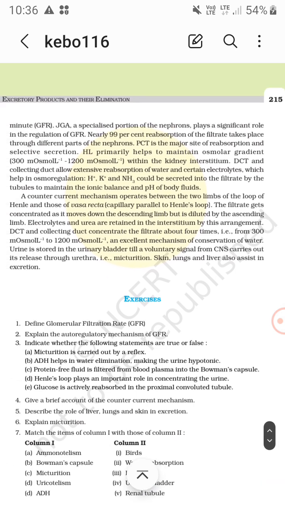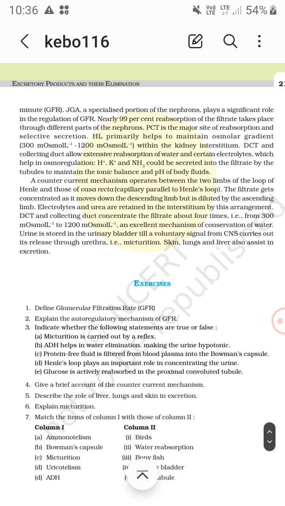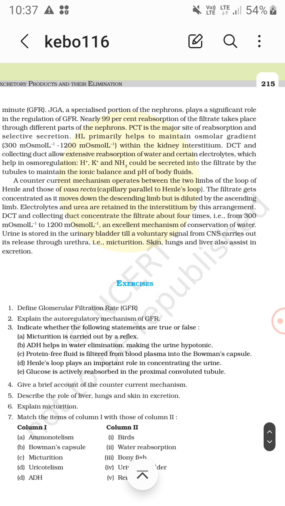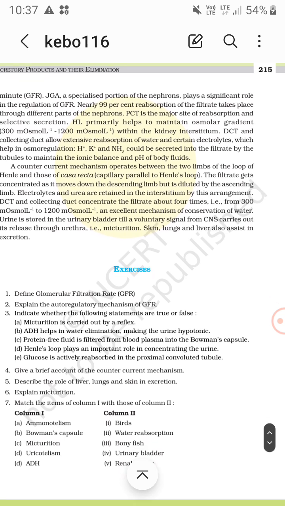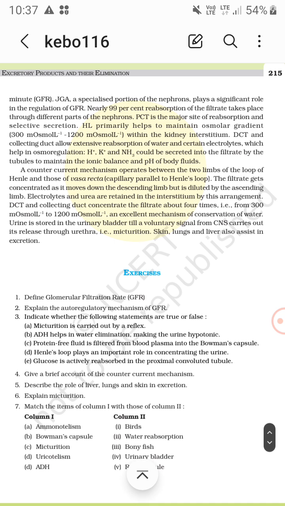Okay, the counter current mechanism operates between the two limbs of the loop of Henle and those of the vasa recta, that is, a blood capillary parallel to the loop of Henle. The filtrate gets concentrated as it moves down the descending limb, but is diluted by the ascending limb.